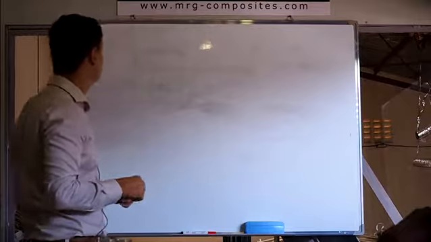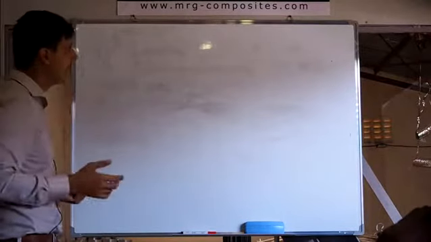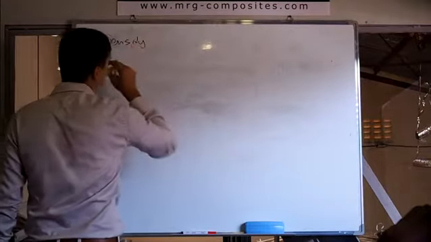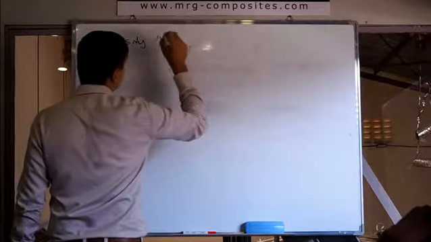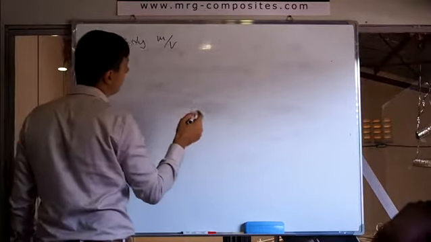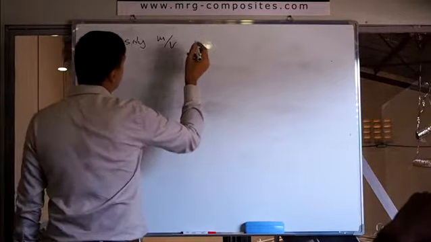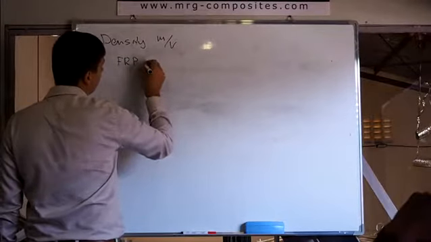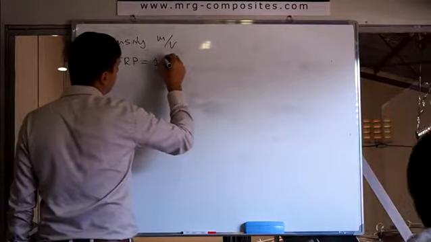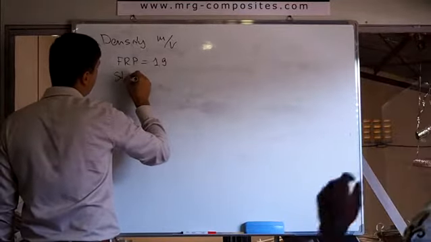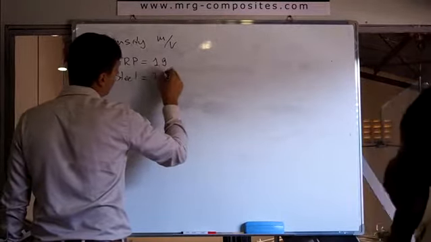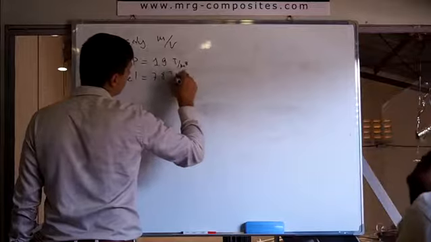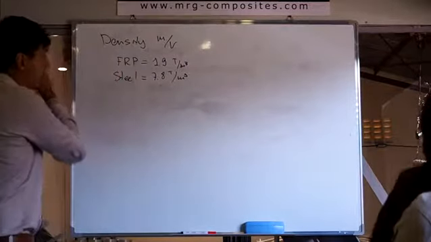Yes, then density. Density is very obvious. What is it? Density is mass per volume. As I told before, for FRP, we just repeated, FRP is 1.9 and steel is 7.8 tons per cubic meter. That's it. That's the idea.